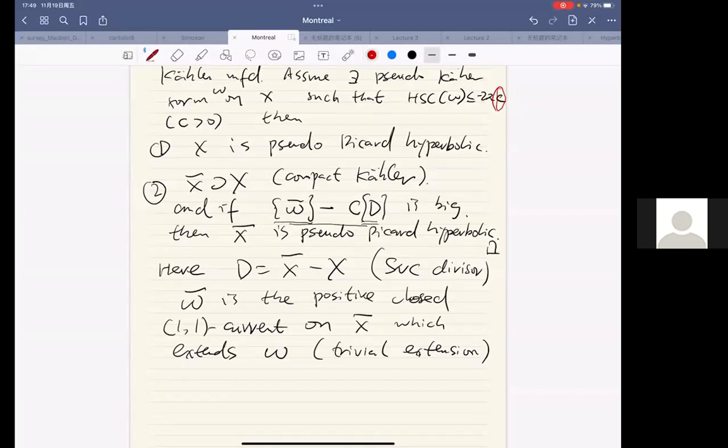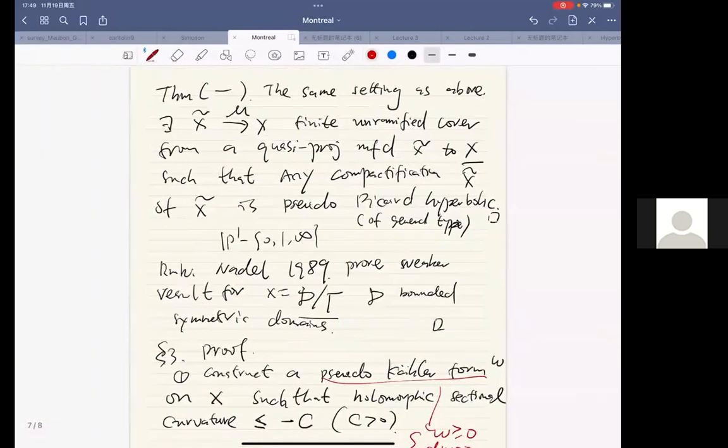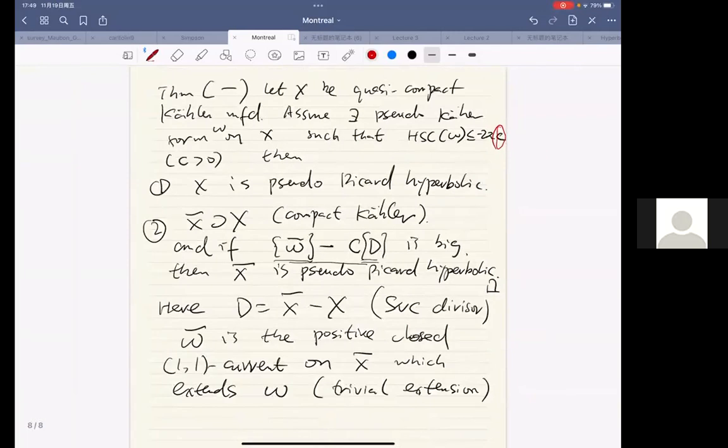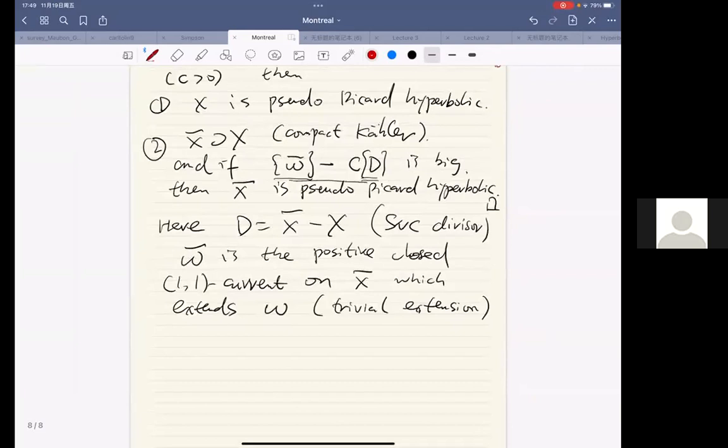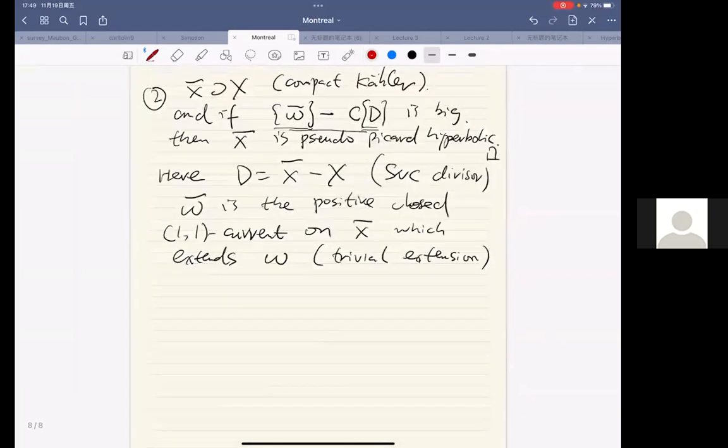The second statement was used to prove that we can find an unramified cover of X such that any compactification is pseudo-Picard hyperbolic. But to find such a covering, we need some work. So in the rest of the talk, I will explain the main ideas of the first and the second proof. Five minutes. Okay, so let me explain the main ideas.